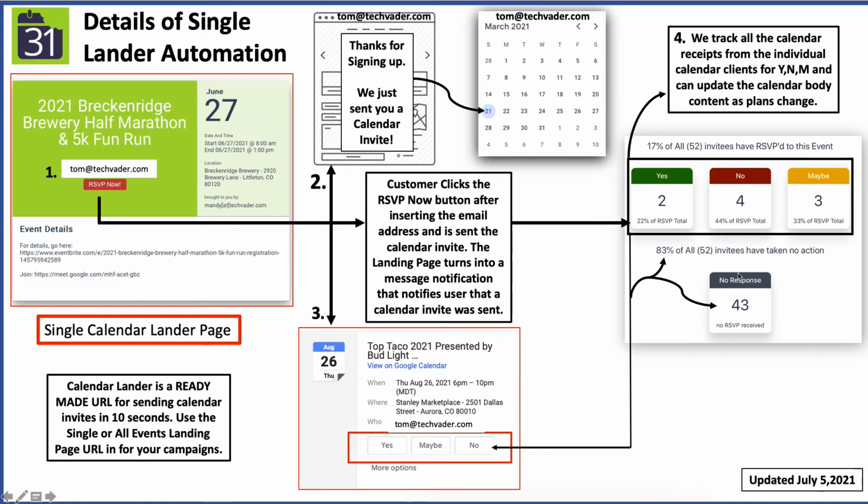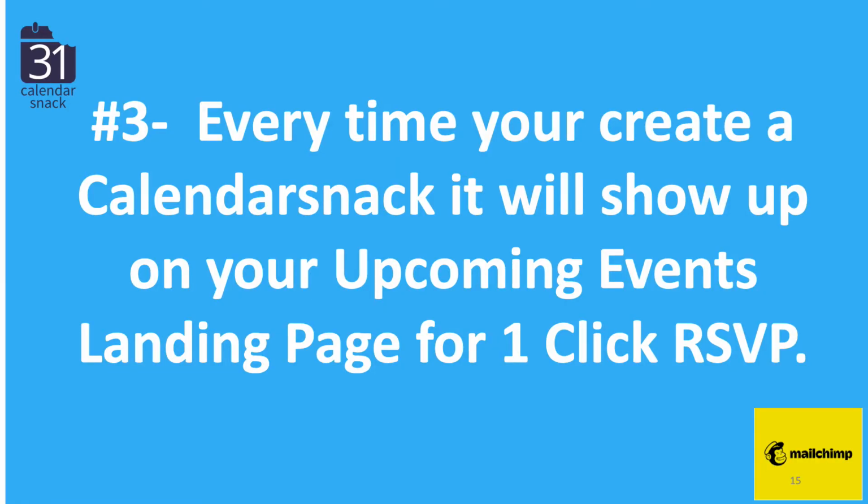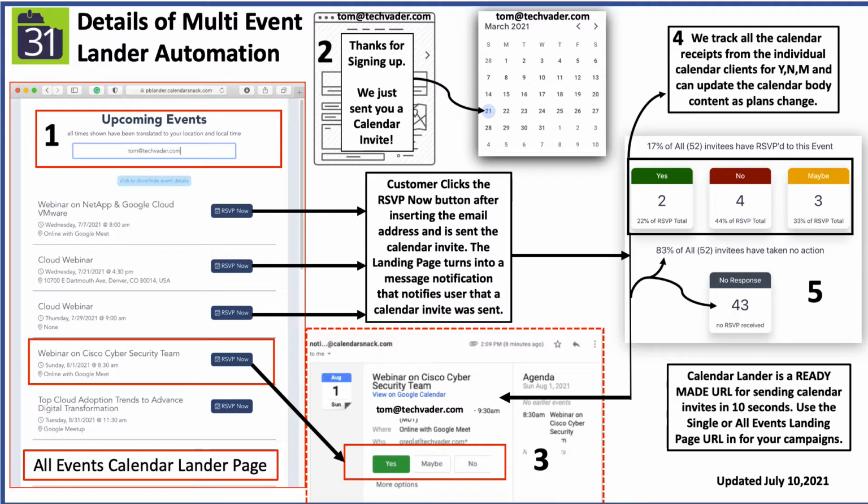When we track it, it's the same workflow as the RSVP button for email marketing, except this one is actually in a URL web page. And then every time you create a calendar snack, it's going to show up in your upcoming event landing page for one-click invitation. So this is a concept of calendar invite streaming. We basically take anything sent to our service and we stream it in an upcoming event calendar landing page, and it's right here.